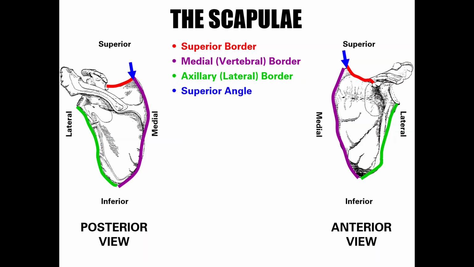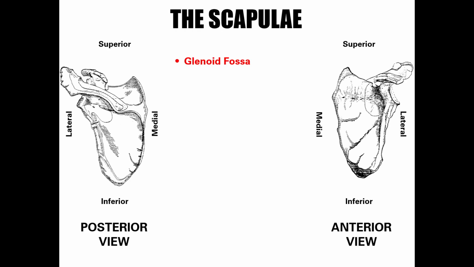We also have angles: the superior angle, the lateral angle, which is by the glenoid fossa, and then the inferior angle. We'll clear that and take another view of the scapula. We have the glenoid fossa. That is where the humerus articulates. That's the articulation between the scapula and the humerus, sometimes called the shoulder joint, but we're going to refer to it as the GH joint, the glenohumeral joint.